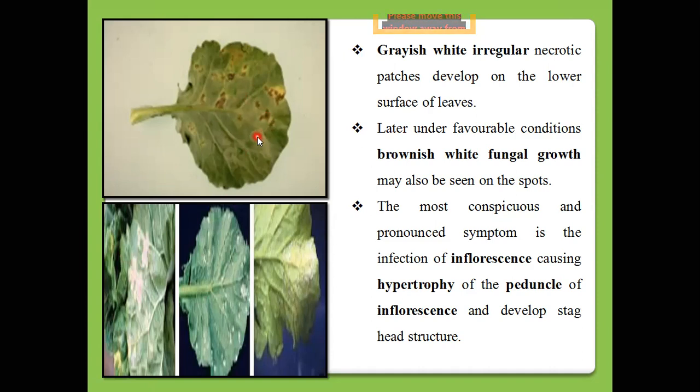Suppose this infection is seen at the flowering or other reproductive organs of the mustards. When infection is seen on the inflorescence, hypertrophy symptoms develop. These reproductive organs are totally sterile because downy growth is seen on them, so they are not properly developed. That's why these reproductive organs are hypertrophied in nature, and no pods are developed instead of the flowers.